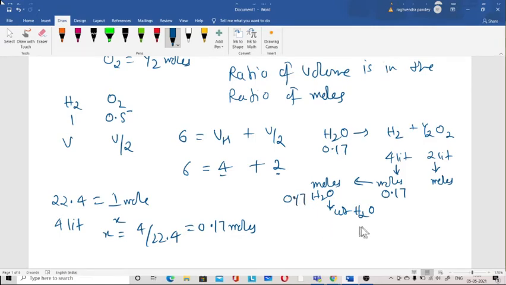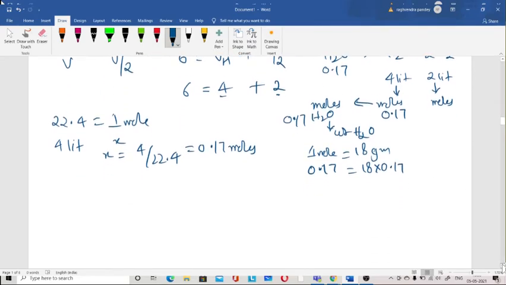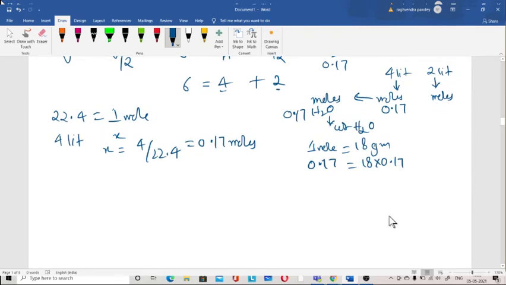Now how much is the weight of water? 1 mole water is 18 gram. 0.17 moles will be 18 into 0.17. So it is 3 grams, sorry, 3.06 grams. So 3.06 gram is the answer.